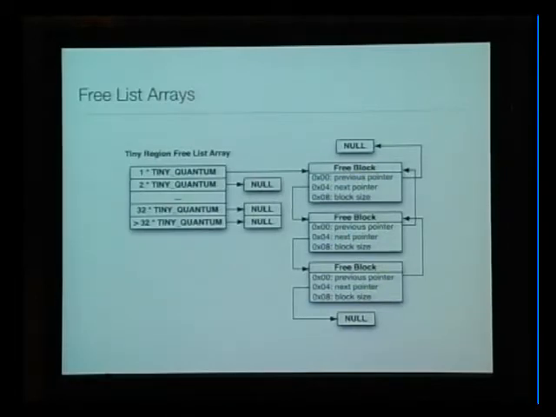So for instance, this picture shows the tiny region free list array. On the left we have the array, which is going to be 32 elements. The first one is allocations up to 1 times the quantum size. The second element is 2 times the quantum size, and so on. And then the last element in the array is anything larger than 32 times the tiny quantum size. Each of these array elements point to a linked list. And these linked lists are all the free blocks.